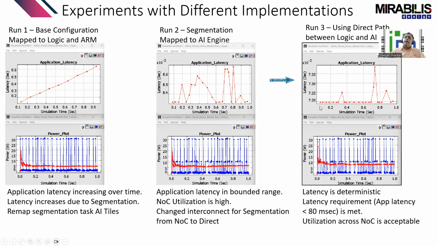So notice here, the latency is flat at 7.2. Just a couple of spikes here and there, but otherwise totally flat. Problem, average has gone up. Now you're looking at about 8 or 9 watts of power as the average. The peak still is approximately at that 30. But what you're going to notice is the latency is deterministic. So you've really met your particular requirement. And also the utilization on the UCIe, on the NOC, all of those are completely acceptable.